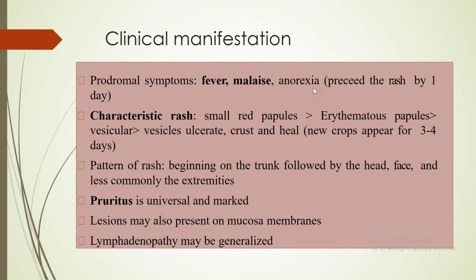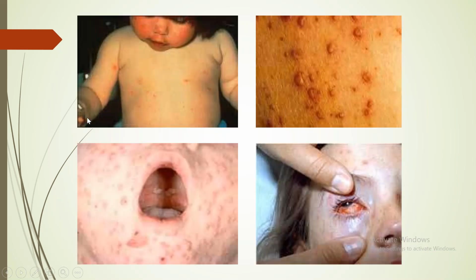So coming to the rash. What happens with the rash is that they are not vesicles initially. Initially they are red papules, which form vesicles and then ulcerate and then crust. There are multiple crops which keep on appearing every 3 to 4 days, and there is extensive pruritus, which is very important, and there is also lymphadenopathy. So these are the rashes of chickenpox.